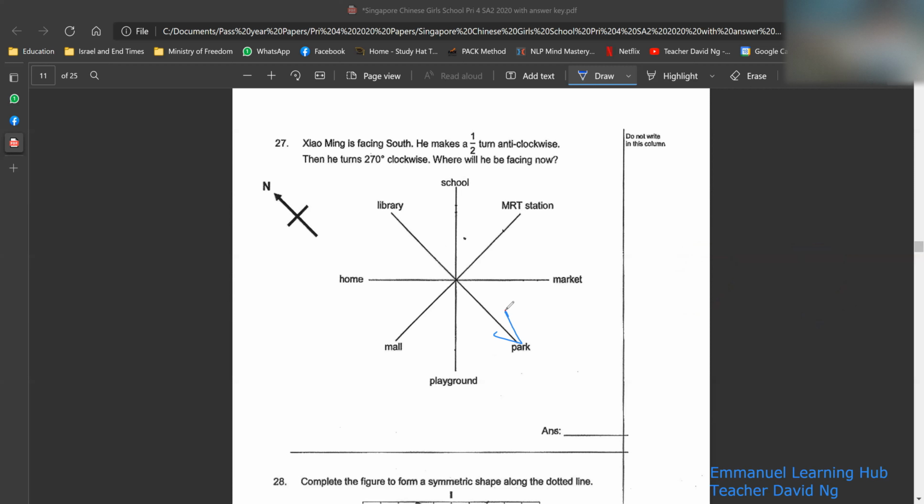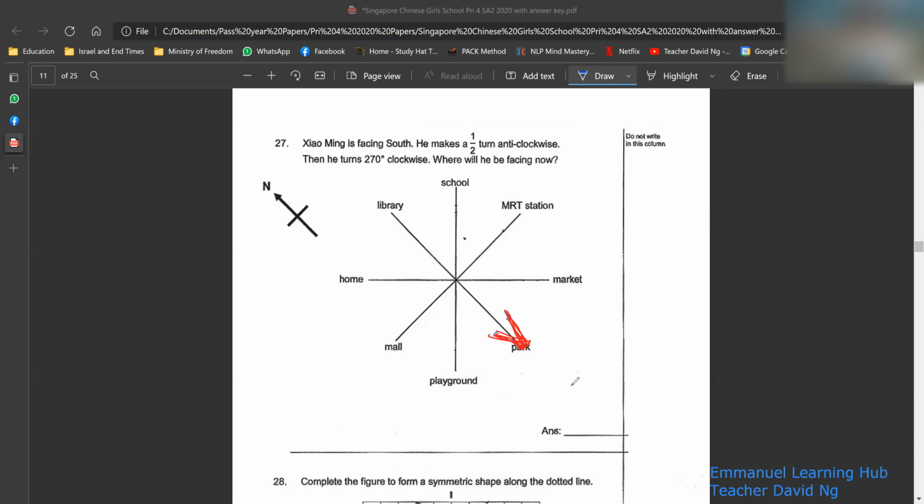Face south means the park. He's facing the park. Right? How come face south is facing the park? Can you tell me? Because of the one on top. On top one, what do I mean? The question below got the north and the compass. If that side is north, then it means the park is south.